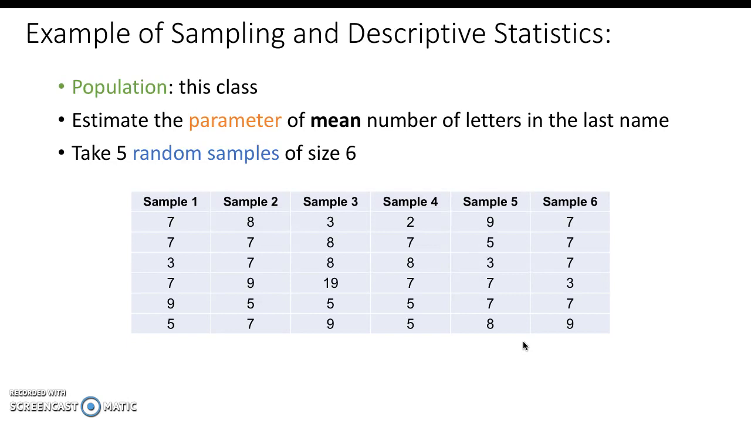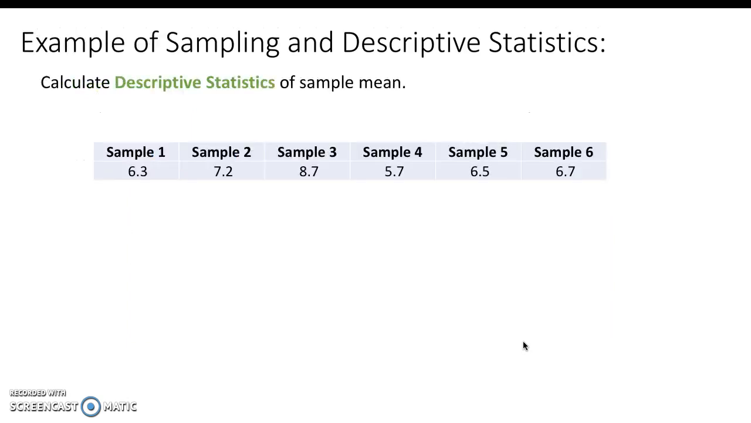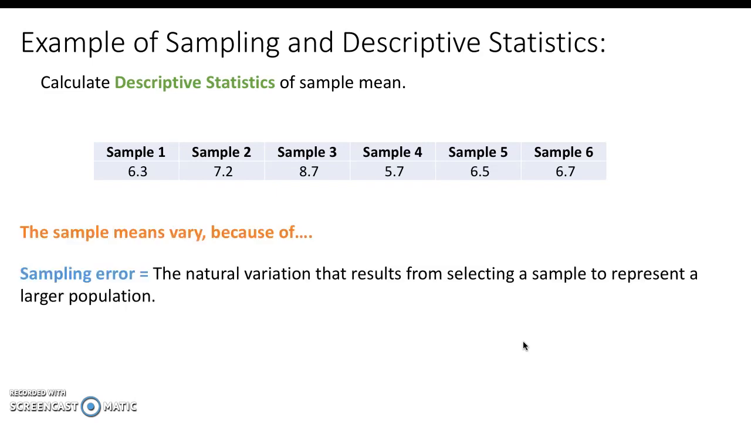Okay, so you can see different numbers show up in each of those samples. They're all different. And then we can calculate the descriptive statistic of sample mean. Okay, so if we look through those, we have 6.3, 7.2, 8.7, 5.7, 6.5, 6.7. They vary. They are not all the same. And none of them equal what we know to be the true population mean. Okay, they vary because of what we call a sampling error. It's natural variation that results from selecting a sample to represent an entire larger population.